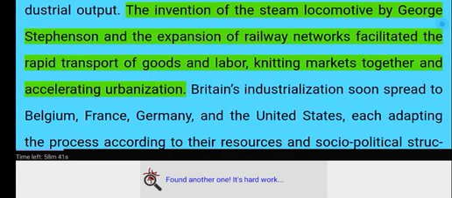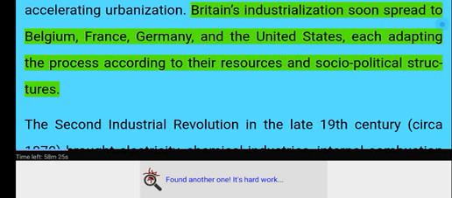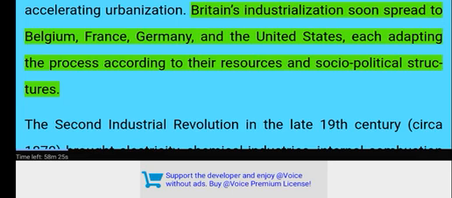The invention of the steam locomotive by George Stephenson and the expansion of railway networks facilitated the rapid transport of goods and labor, knitting markets together and accelerating urbanization. Britain's industrialization soon spread to Belgium, France, Germany, and the United States, each adapting the process according to their resources and socio-political structures.